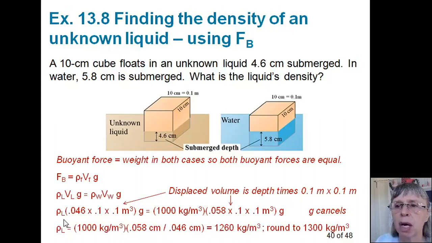So here we can solve for the density of the liquid. It's just 1,000 times 0.058, divided by the 0.46, and again the g and the 0.1s cancel. That gives us a density of 1260 kilograms per meter cubed. Notice that's the same answer, so it doesn't really matter how you do this problem. You can use the ratio because it's floating, and again that ratio method only works when it's floating, or you can use buoyant force. Either way should give you exactly the same answer.